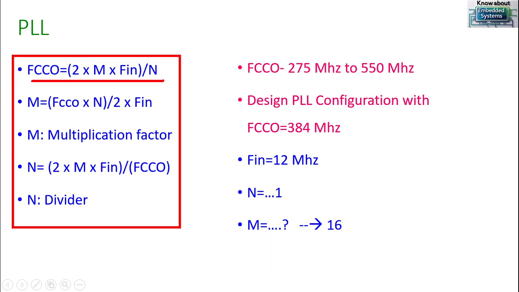You know what FCCO stands for. FCCO stands for frequency of current controlled oscillator. Inside the PLL there is one oscillator that is called the current controlled oscillator. VCO and CCO, we just saw in the previous block diagram. The frequency of that CCO is called FCCO, and it has one equation: FCCO = 2 * M * F input / N. 2 is a constant, M is a multiplication factor, F in is the input frequency, and N is a dividing factor.